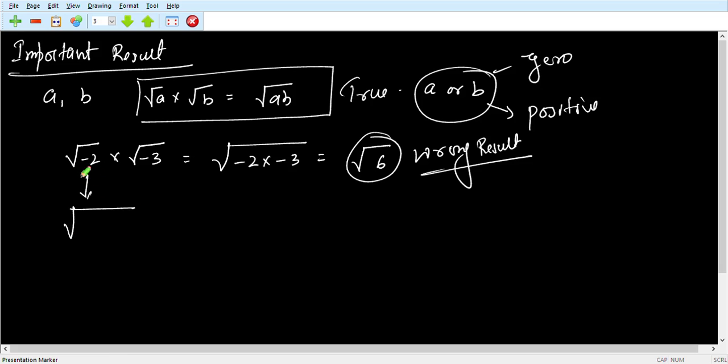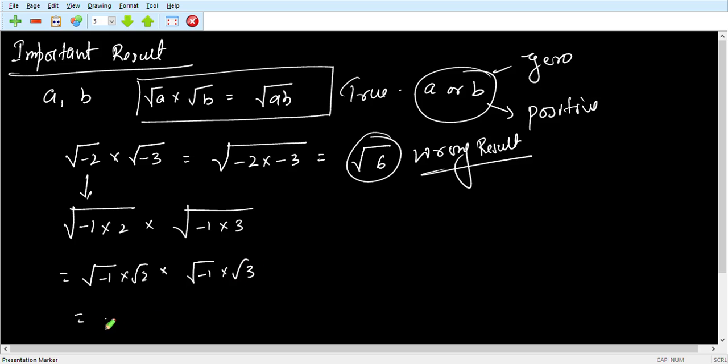This is a square root of a negative number, so we should write under root minus 1 into 2 into under root minus 1 into 3. So this will become under root minus 1 into under root 2 into under root minus 1 into under root 3. So this will become under root 6, and this is nothing but iota, and this is also iota. So under root 6 iota to the power 2. So the answer will be minus under root 6.